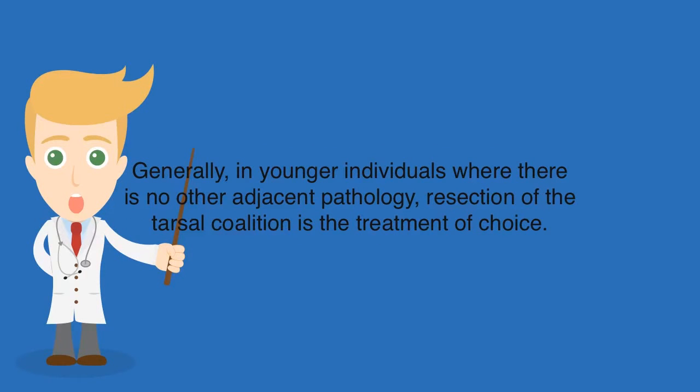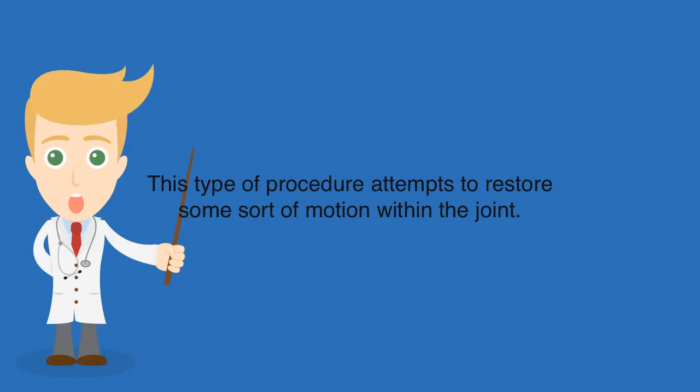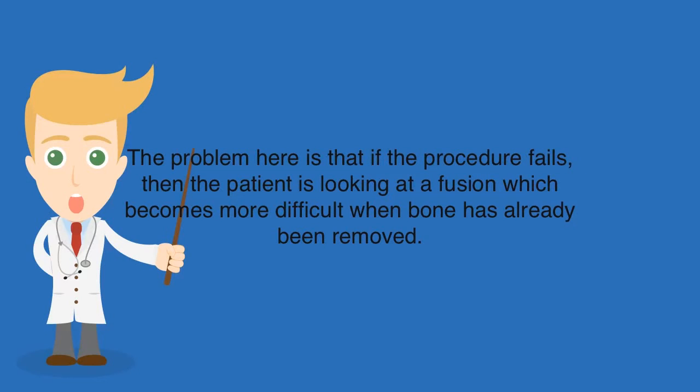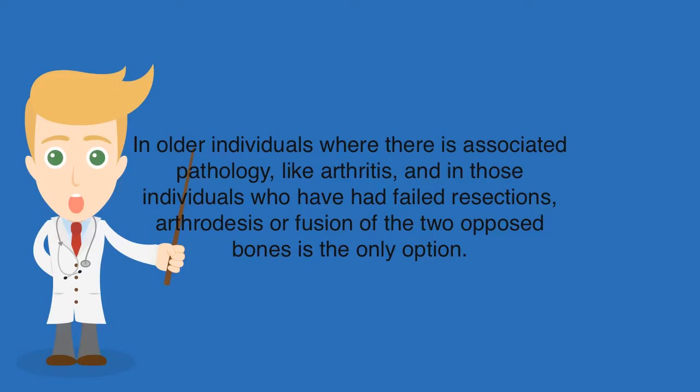Generally, in younger individuals where there is no other adjacent pathology, resection of the tarsal coalition is the treatment of choice. This type of procedure attempts to restore some sort of motion within the joint. The problem here is that if the procedure fails, then the patient is looking at a fusion, which becomes more difficult when bone has already been removed. In older individuals where there is associated pathology, like arthritis, and in those individuals who have had failed resections, arthrodesis or fusion of the two opposed bones is the only option.